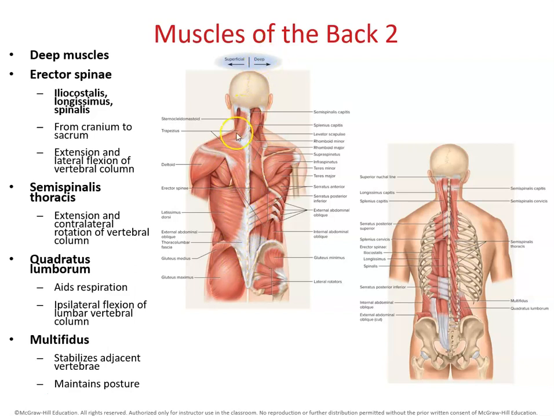It's under the muscles that are pictured here. Okay, so that's your erector spinalis. Then we have the semispinalis thoracicus. Okay, so that's these that are kind of running slanted downward.